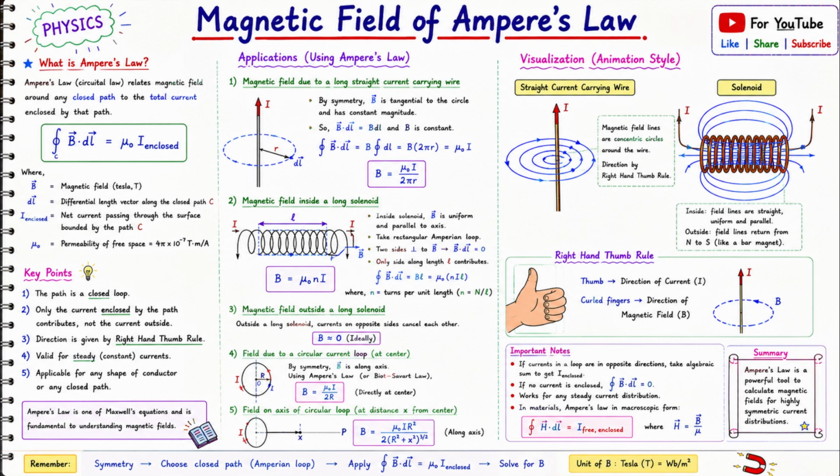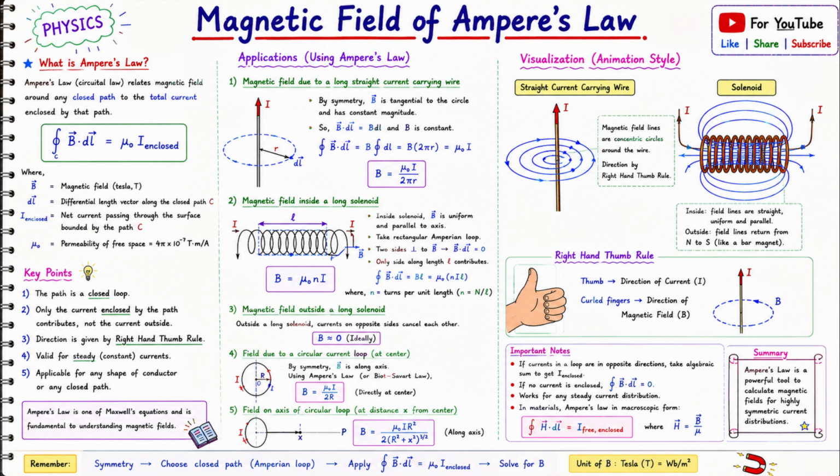Magnetic field due to a long straight current-carrying wire. Consider a long straight wire carrying current I. The magnetic field forms circular paths around the wire. Using Ampere's law, ∮B·dl = μ₀I. Because the magnetic field is constant on a circular path, B times the circumference of a circle, 2πr, equals μ₀I. Therefore, B(2πr) = μ₀I, so B = μ₀I/2πr.